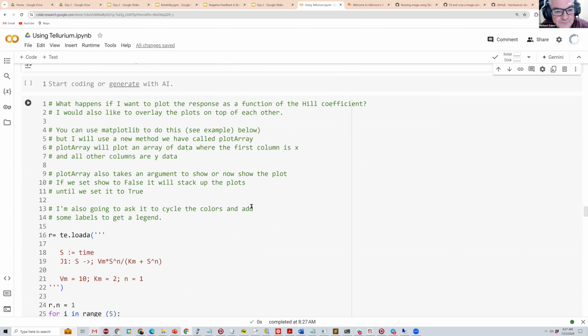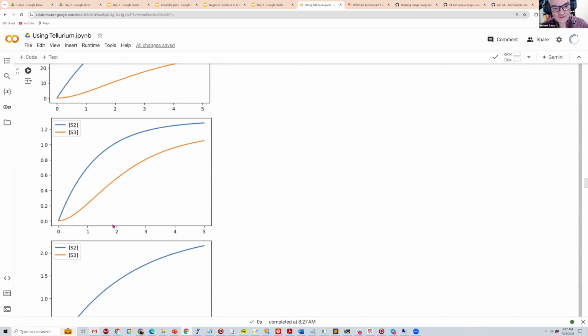Okay, so this is the bit now where we start talking about, well, I'd like to overlay lots of plots. So I'm doing a whole lot of simulations, and I want to put the simulations one on top of the other, okay? So remember up here, we had separate ones. I don't want that because it's too difficult to look at. I want them all on top of each other, okay?